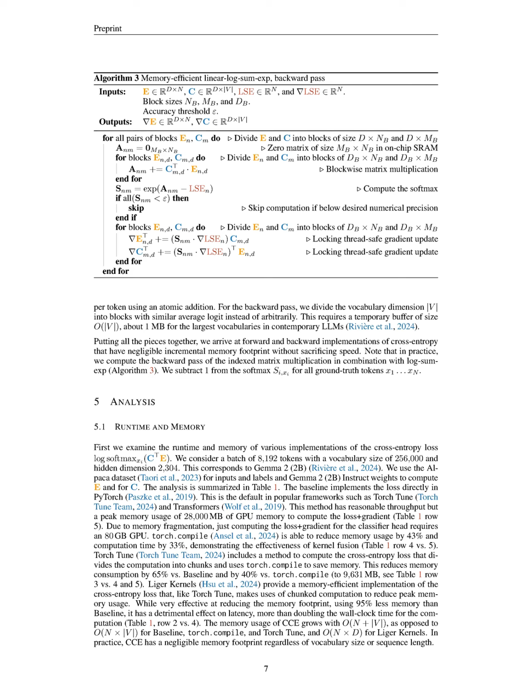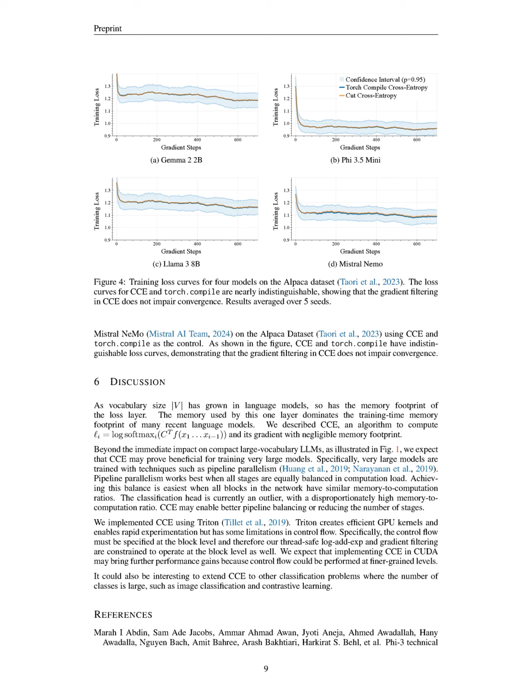Results indicated that CCE achieved a negligible memory footprint that grows with O(N plus V), contrasting with the O(N times V) of the baseline, while also computing the loss slightly faster than torch.compile by 5%. Additionally, CCE demonstrated training stability, with loss curves indistinguishable from those of torch.compile, confirming that its gradient filtering did not impair convergence.